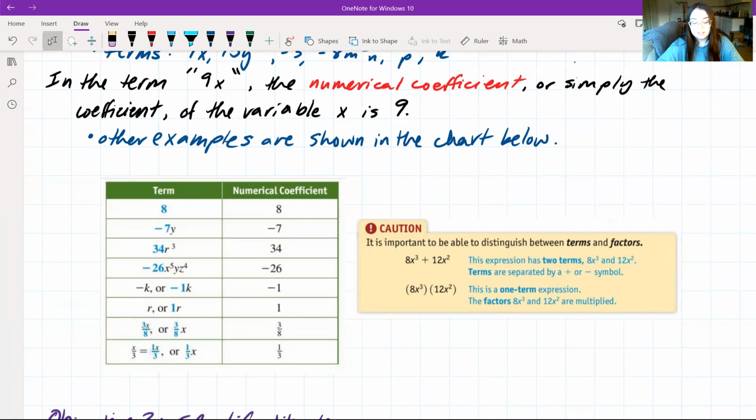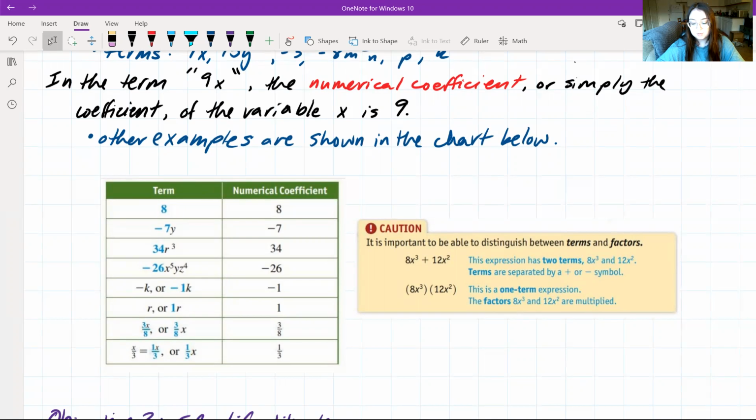So an important thing to look out for. It's important to be able to distinguish between terms and factors. In something like 8x cubed plus 12x squared, this expression has two terms. It has two units that you're adding together, and that would be 8x cubed and 12x squared. Terms are separated by a plus or minus symbol. So that's how you know the difference between your terms.